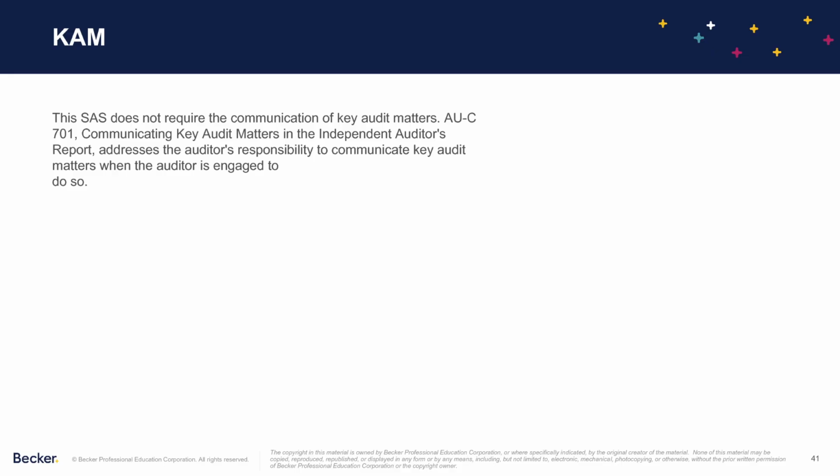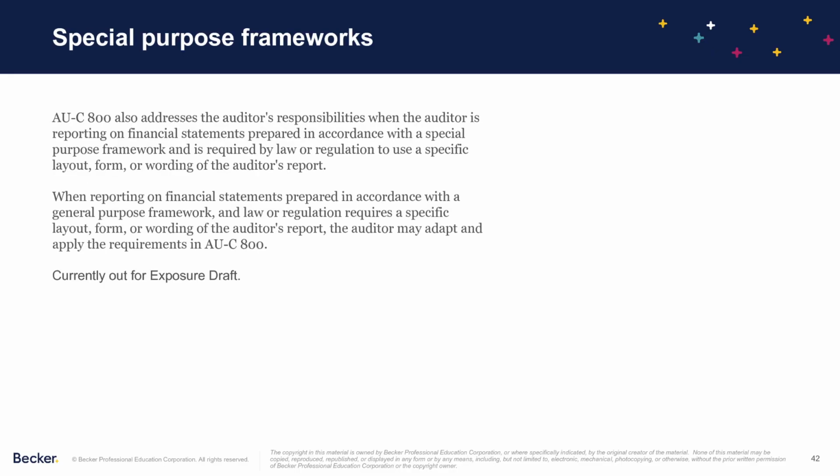AUC section 800, as I mentioned earlier, addresses special considerations in audits of financial statements prepared in accordance with special purpose frameworks, that is, when you're using a framework like tax basis, cash basis, regulatory basis, etc. AUC section 800 is currently out in exposure draft, but it addresses what you would do if you were not using GAAP. What would you do if you were having to change the form, the wording, et cetera, of the report?